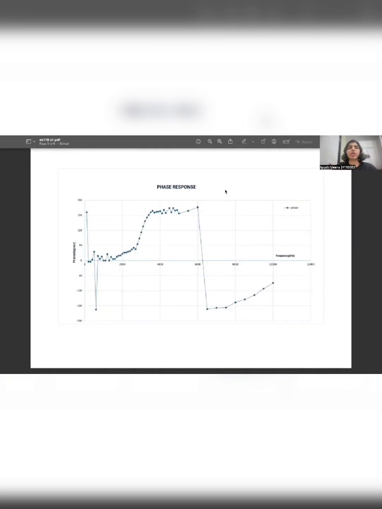Now let's talk about the phase response. It is plotted between phase in degrees versus the frequency in hertz. We can see it's more or less an increasing graph. And a sudden and very significant change can be seen around 6000 hertz, where the phase changes from positive to negative.